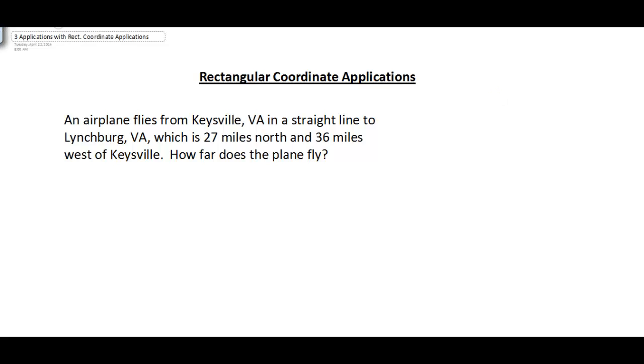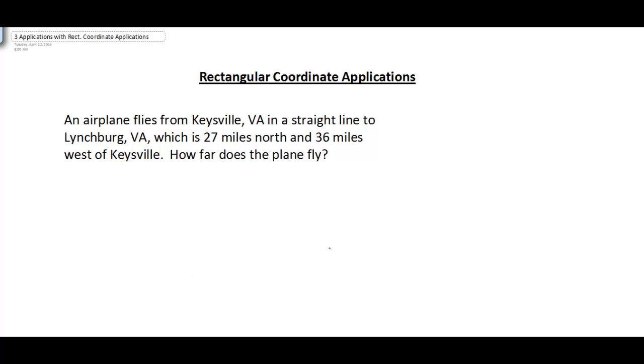Now in this video, we're going to look at some applications involving our rectangular coordinates. And the first example we have here is an airplane flies from Keysville, Virginia in a straight line to Lynchburg, Virginia, which is located 27 miles north and 36 miles west of Keysville. And we want to know how far does the plane fly.